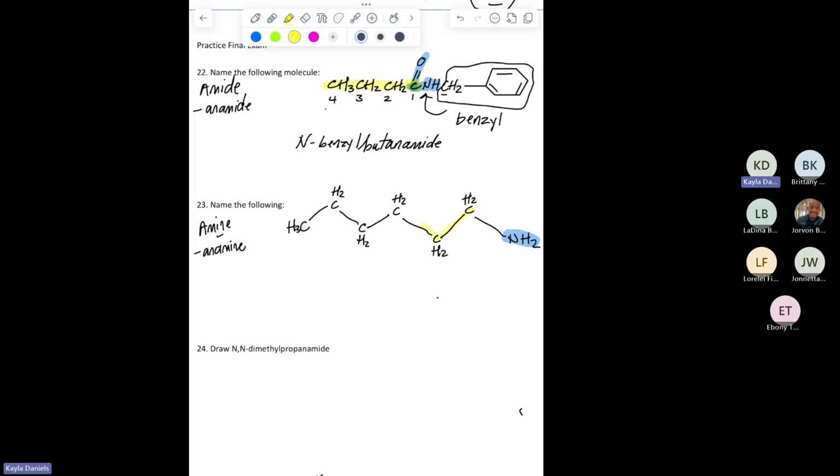All right, next step, identify that longest carbon chain. So I see 1, 2, 3, 4, 5, 6. Pen to paper and amine. 6 is hex. Next step, because this isn't one of those that's always at carbon 1, in this example it just so happens to be at carbon 1, so we're going to tell the audience where it is. So it's at carbon 1.